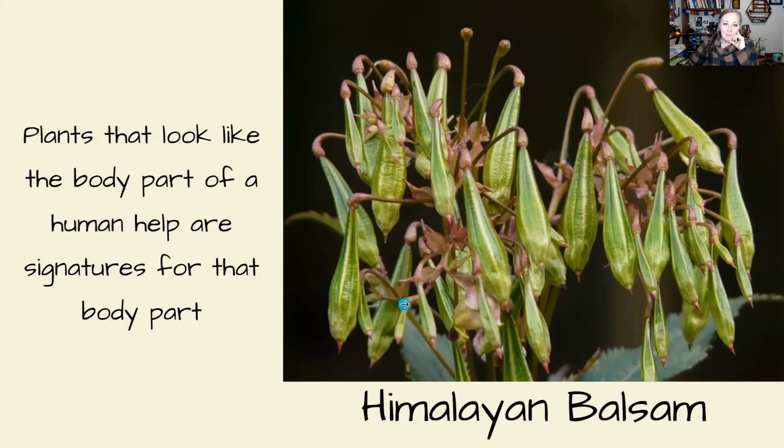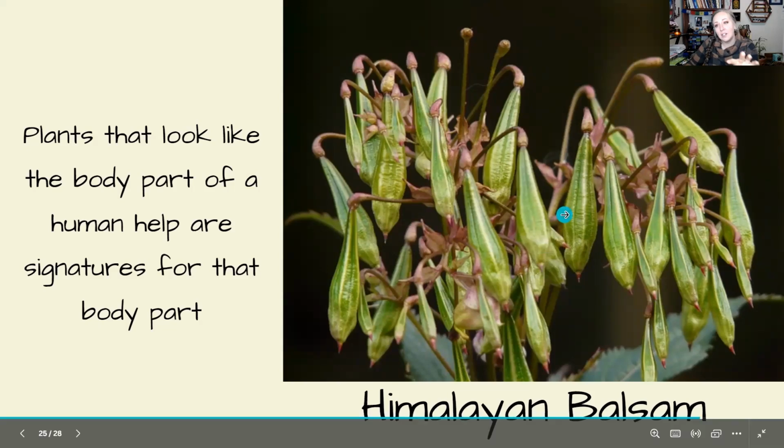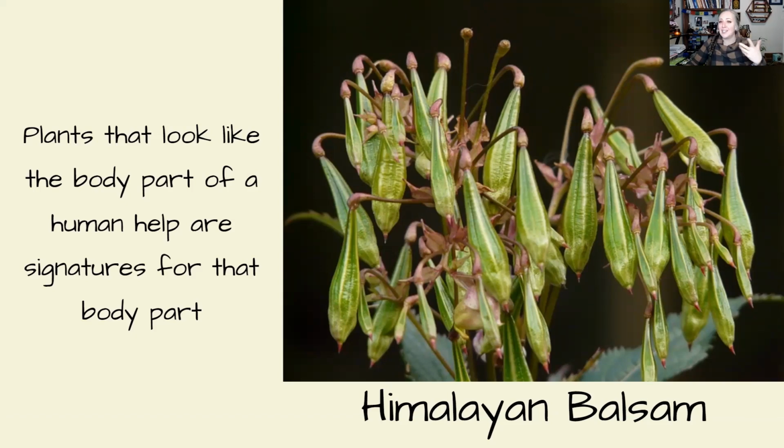our Himalayan balsam, and this is specifically the seed pods of this plant. These pods, if you ask me, resemble a certain part of male anatomy, okay? So we're going to keep that. But this plant, as soon as you touch these seed pods, these seeds begin to eject at the slightest touch. What is that, my friends? That is a signature for premature ejaculation.